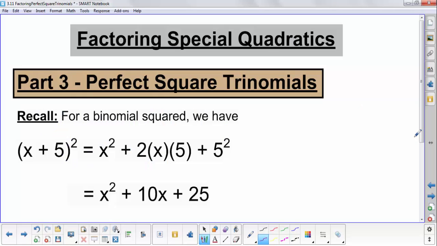Hey everyone, and welcome to lesson 3.11. Today we're going to be factoring perfect square trinomials. So just another kind of special quadratic that we've been looking at in this unit.